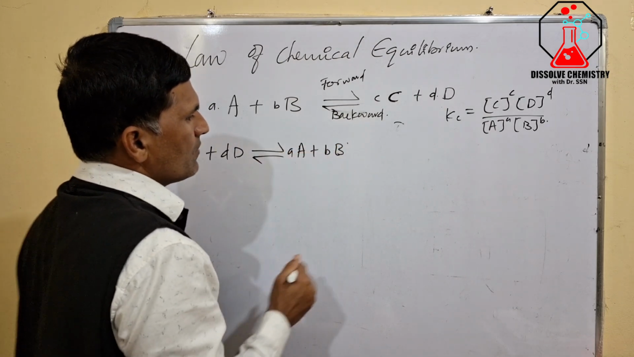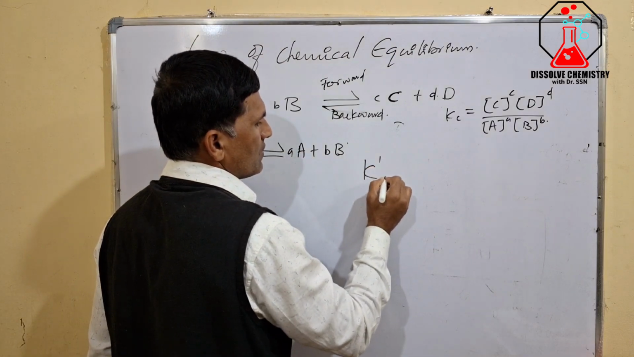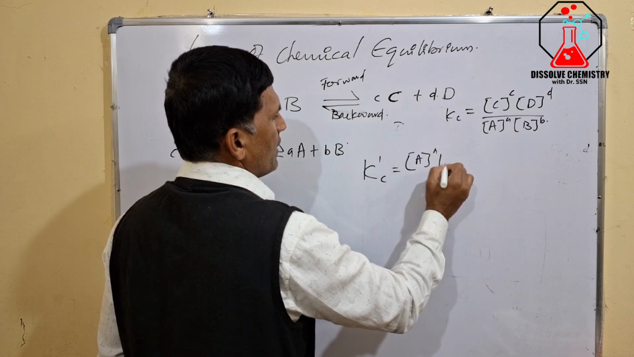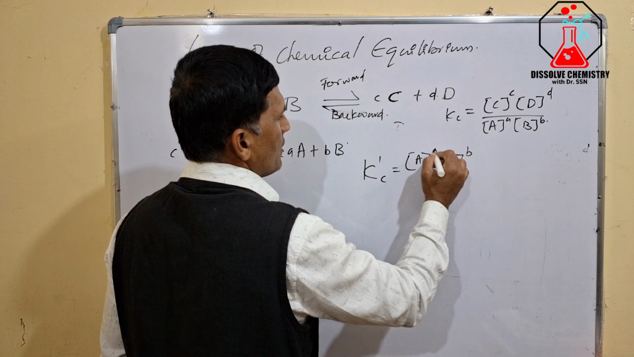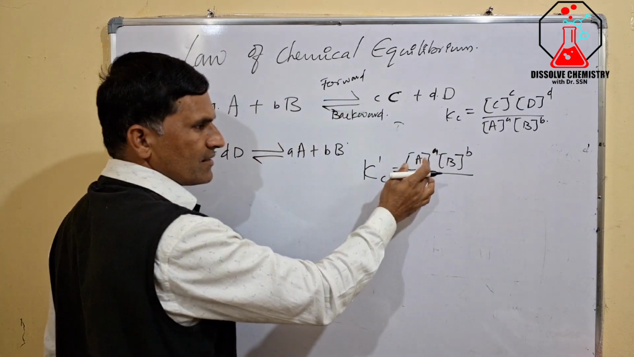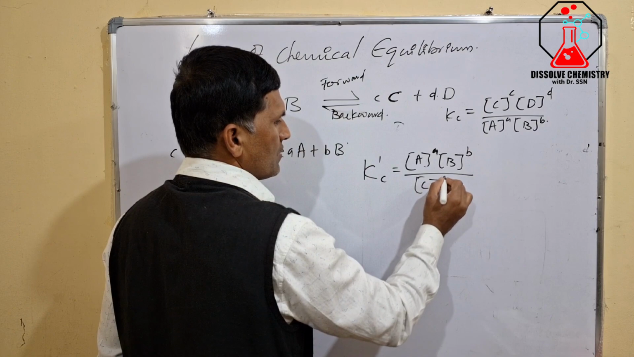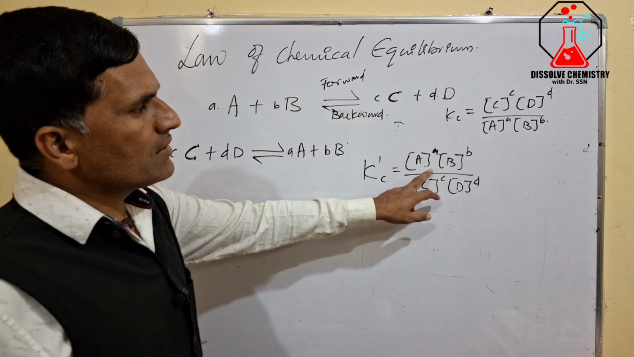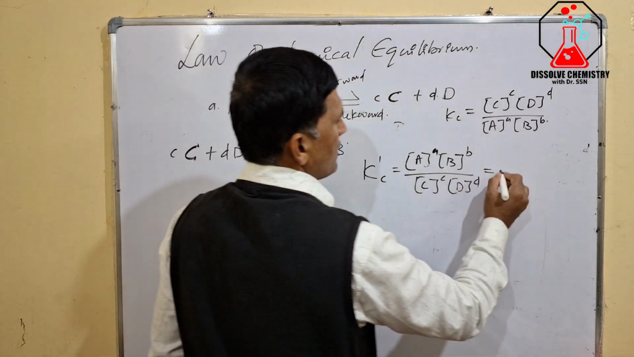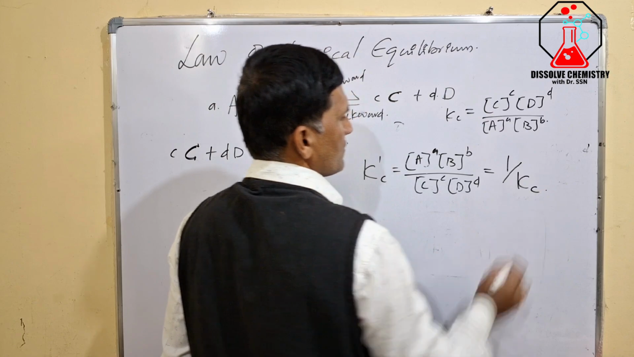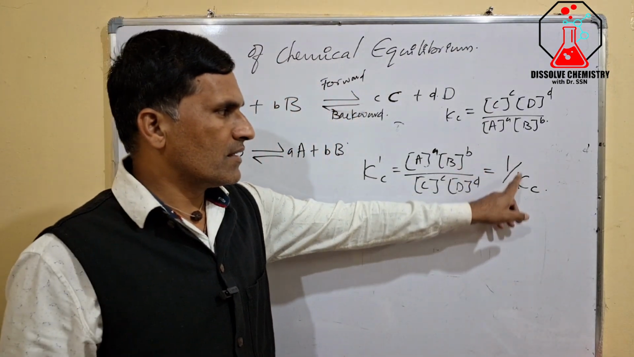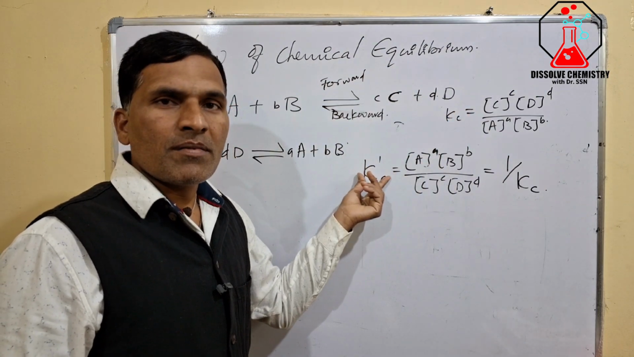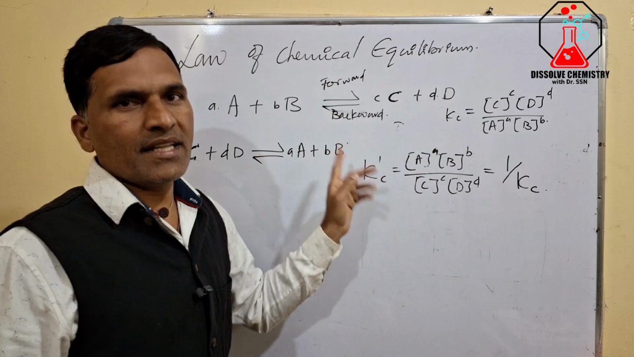Then the equilibrium constant for this we are going to call K dash C, which is equal to [A]^a [B]^b over [C]^c [D]^d, because these are the products now. They are not reactants now, they are products. So therefore, C raised to the power c and D raised to the power d. Then what it implies? This shows that it is equal to 1 by Kc. If I take the reciprocal of the equilibrium constant of the forward reaction, it is nothing but the equilibrium constant for the reverse reaction.